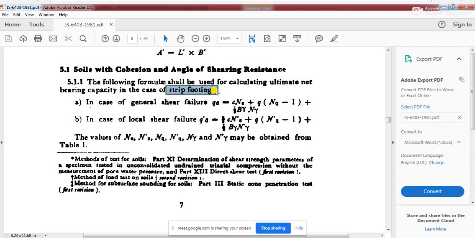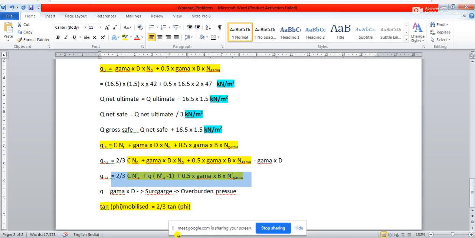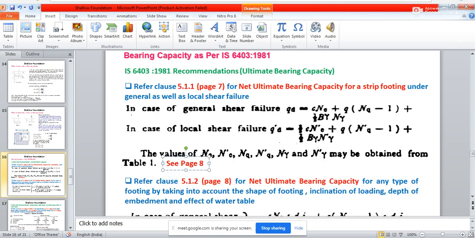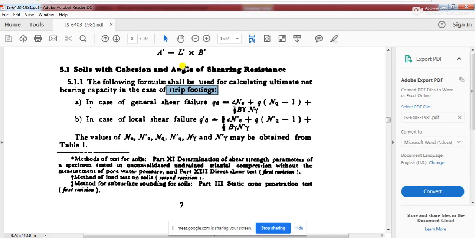And that's what Terzaghi also had said, right? So, this is for strip footing. The value you are getting is actually for strip footing, and this one is for general shear failure, and the above one is for local shear failure. So with these values of net ultimate bearing capacity, you could find out the value for strip footing only.